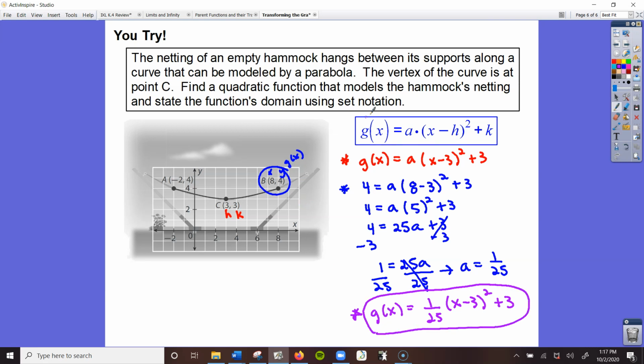Now to write the domain using set notation. Remember, set notation is the one that opens with the brace. Domain represents our x's. My smallest x is negative 2, less than or equal to, because it is a filled circle, x in the middle, less than or equal to, and then my largest x, which is 8. And that would be your domain for this particular function.